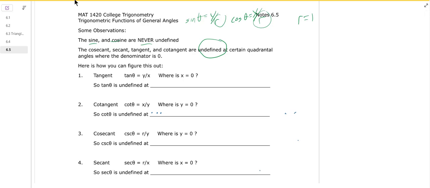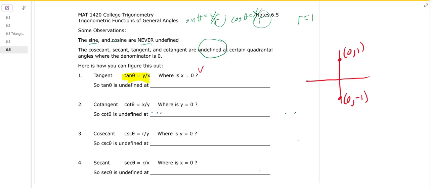So let's start with the tangent. The tangent is y over x. So the question becomes, we can't have a 0 denominator, so we have to ask our question, where is x equals 0? And if you just think of a circle here, you would have two places. You would have 0, 1, and then this point 0, -1. Those are two places where x is 0.